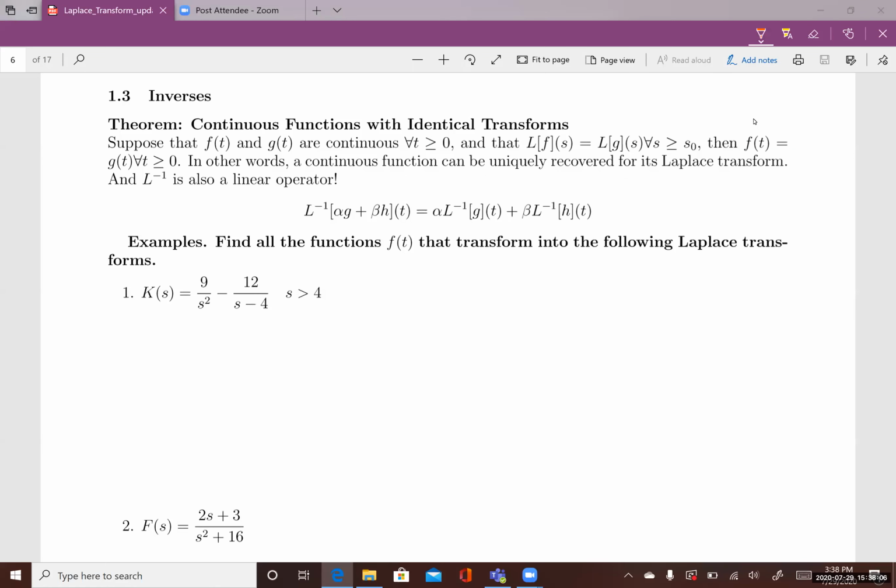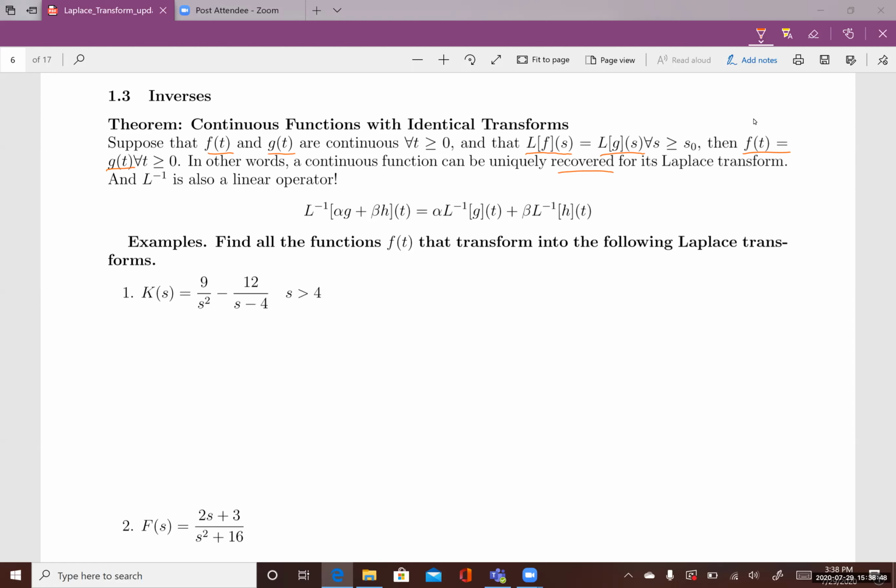In this lecture, we'll talk about the inverse of Laplace transform. First, the continuous functions with identical transform theorem. Suppose that we have two continuous functions, g of t and f of t, where t is non-negative. If we know that the Laplace transform of f is the same as the Laplace transform of g of t, then the function f of t is the same as the function g of t. In other words, a continuous function can be uniquely recovered from its Laplace transform.